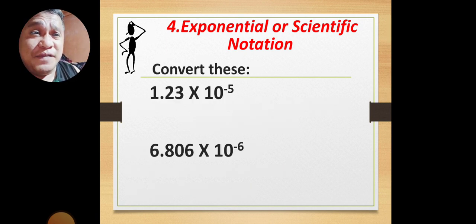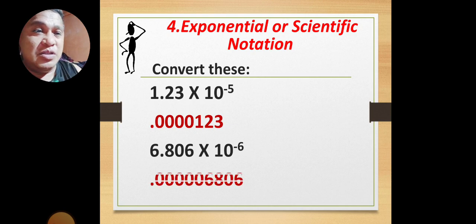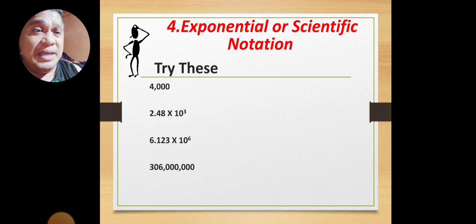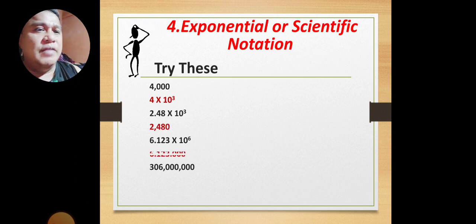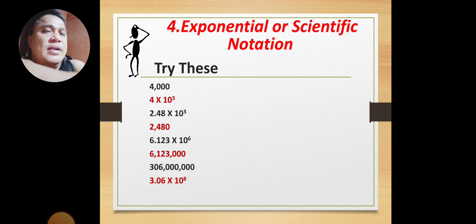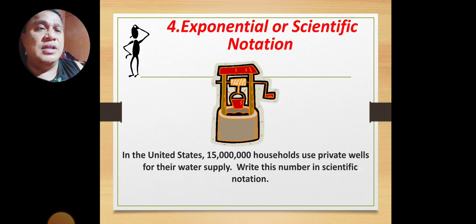Exponential notation, how to convert this one. I will give you the activity with this one. And of course, convert that into decimal form. And try this also: 4,000 in scientific notation. How will you write that? It should be 4.0 times 10 raised to the power of 3. And 2.48 and so on, 200, 2040 and 6,123,000 and of course 3.06.